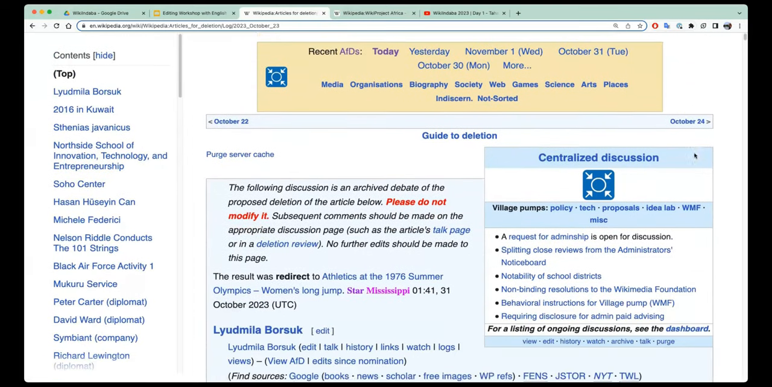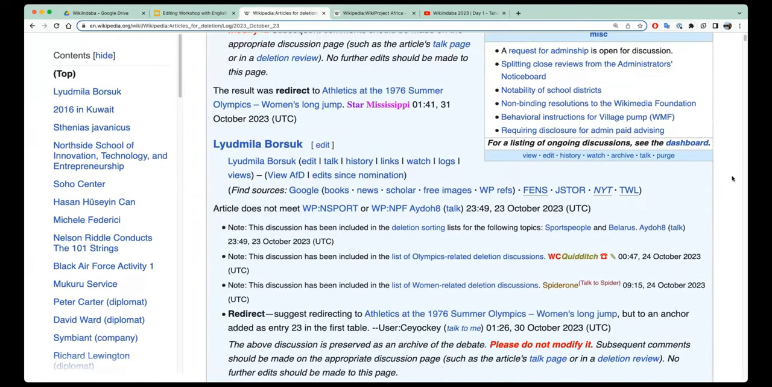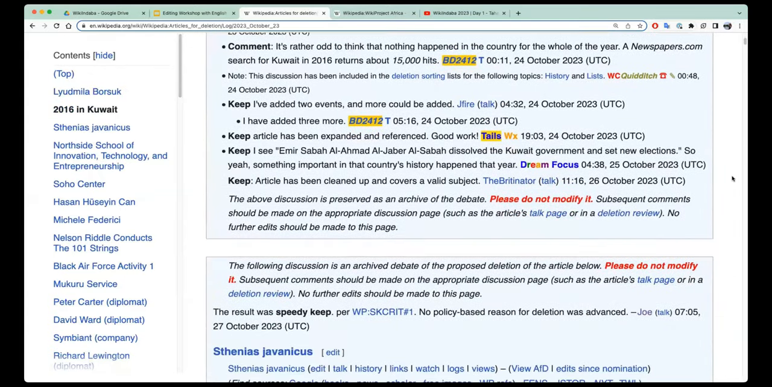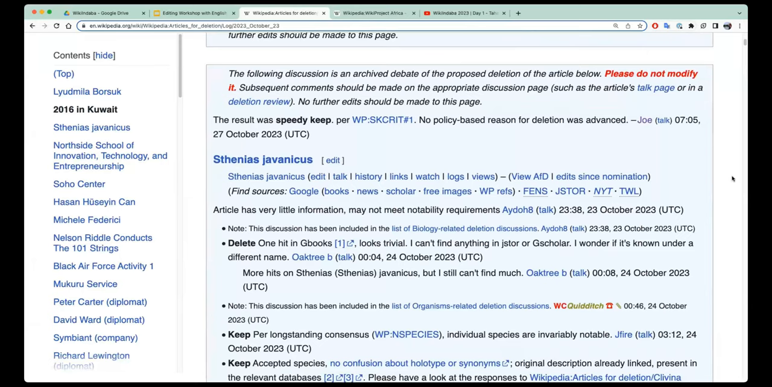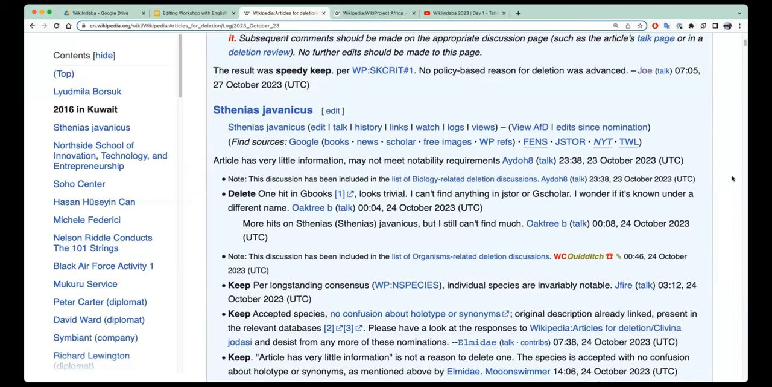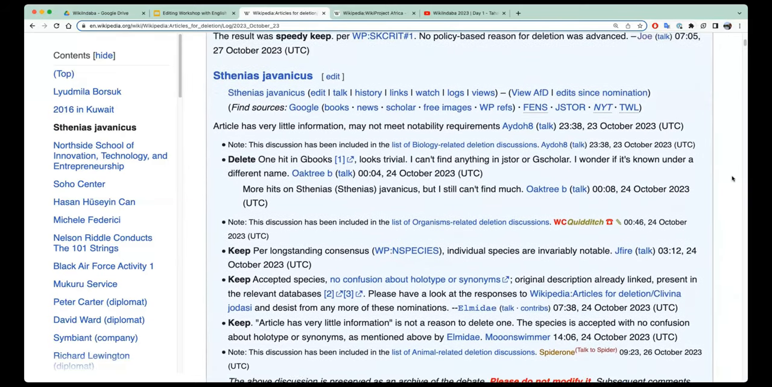And how many do we have here? Oh, here's some. Here they go. Here's more. Here's another one. Here's more. If you stop here, you can kind of see what people are saying. Find more sources, believe, keep, our longstanding consensus, keep.